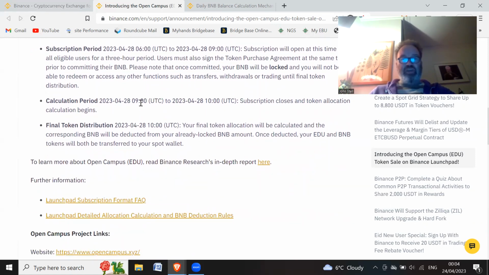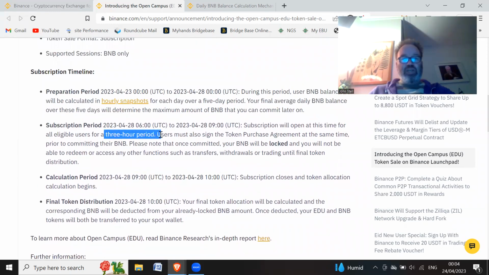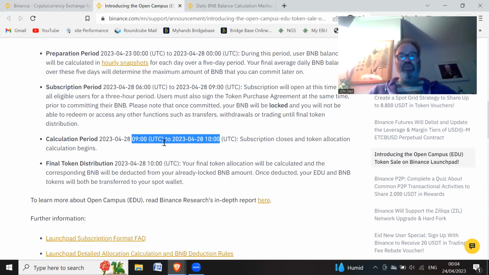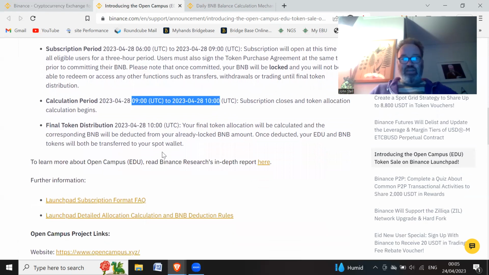So you have a calculation period, which is just 1 hour. So you've got 3 hours to put your BNB in, and then they've got 1 hour to calculate. They know how much BNB everyone's put in, they work out how much everyone's going to be awarded, how much EDU token people are going to get, and then they'll launch the token, at about 12 o'clock, I'm guessing, usually. 12 UTC time.